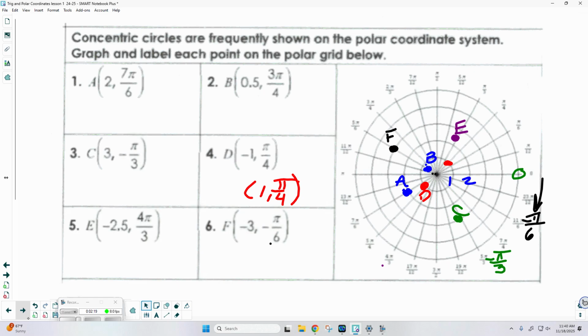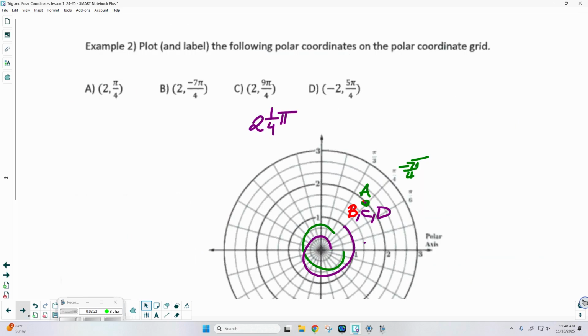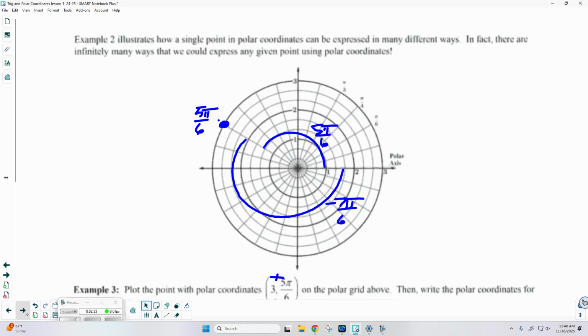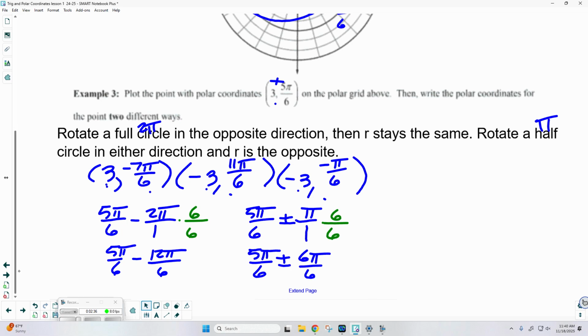Okay, everybody seemed to be responding to those pretty well. And then with this example here, we got the idea that there's an infinite number of ways to go ahead and write the same location as a polar coordinate. Okay. And then what we started to do after that was practice writing additional points that are equivalent to the location of one given point. Okay, so what we do is we rotate a full circle in the opposite direction. Radius is staying the same. Rotate a half circle in either direction, and the radius is going to be opposite. So we're always going to be looking for 3 additional points, 4 total. 2 where the radius is positive, and 2 where the radius is going to be negative.